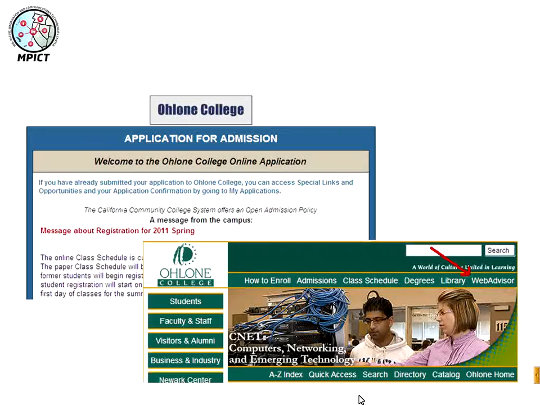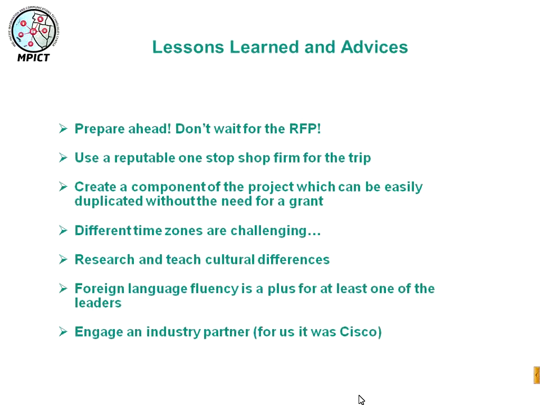So the lesson learned is that, obviously, the next RFP didn't come from NSF anymore. So we are doing this on our own. MPICT is so excited about this project and wanted to continue doing it and didn't wait for NSF to give us extra money. We just dug in the bottom of our pot and found enough funding for this project with China. But you have to have the right connection ahead of time.